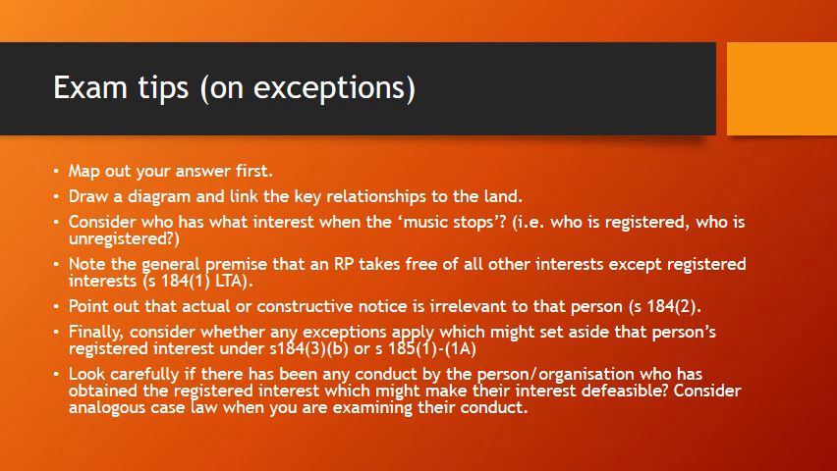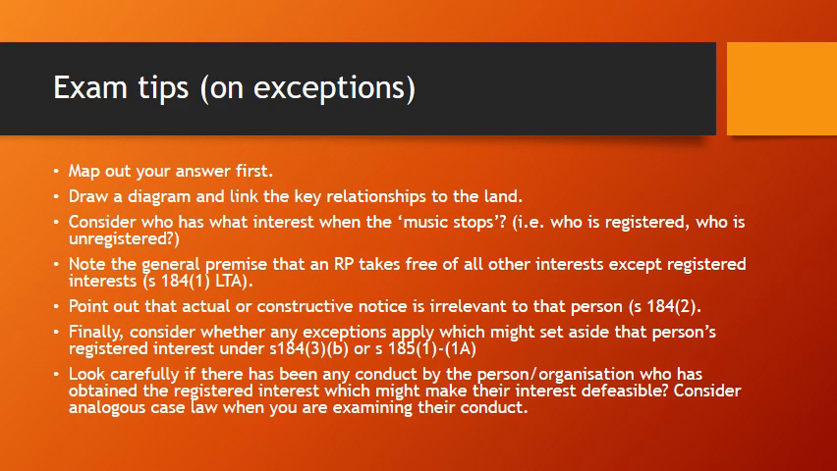So draw your diagram and think about the key relationships, who's registered, who isn't, and then also think about the time frame in which this has been occurring. Then in your answer, you follow the general idea of the IRAC process. So the issue first. The issue here is whether Peter has an unregistered interest which is capable of protection, question mark.